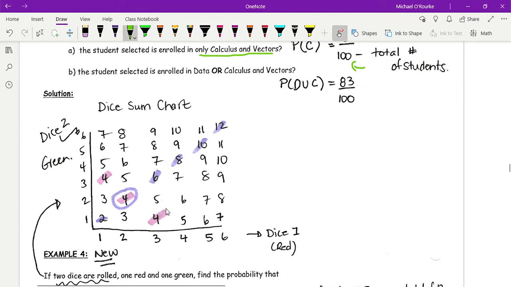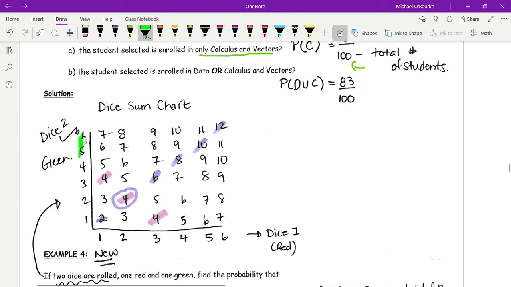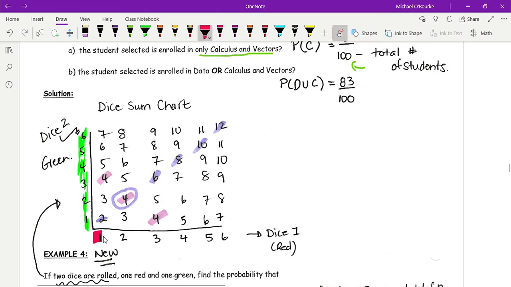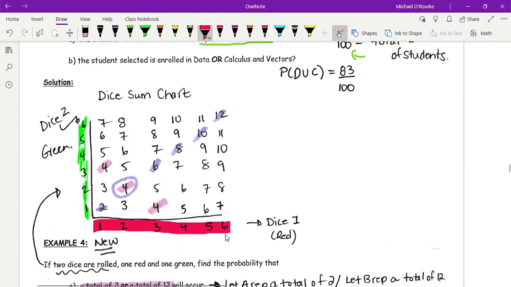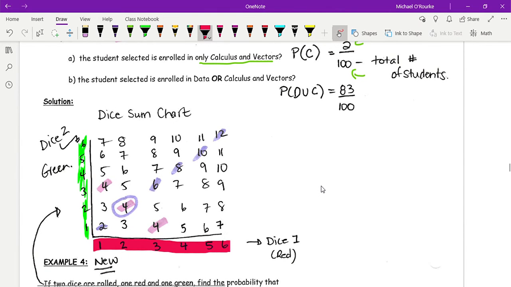So if I roll two dice, a red and a green, they just use red and green so you could decipher them. It doesn't really matter that they name a red and green. There's my green dice and here's my red dice. So this is more of a visual for you, okay? What's the probability that a total of 2 or a total of 12 occurs? If I roll the dice, what's the probability of getting a 2 or a 12? Looking at this chart, can someone tell me how many ways I can make a 2 and how many ways I can make a 12?